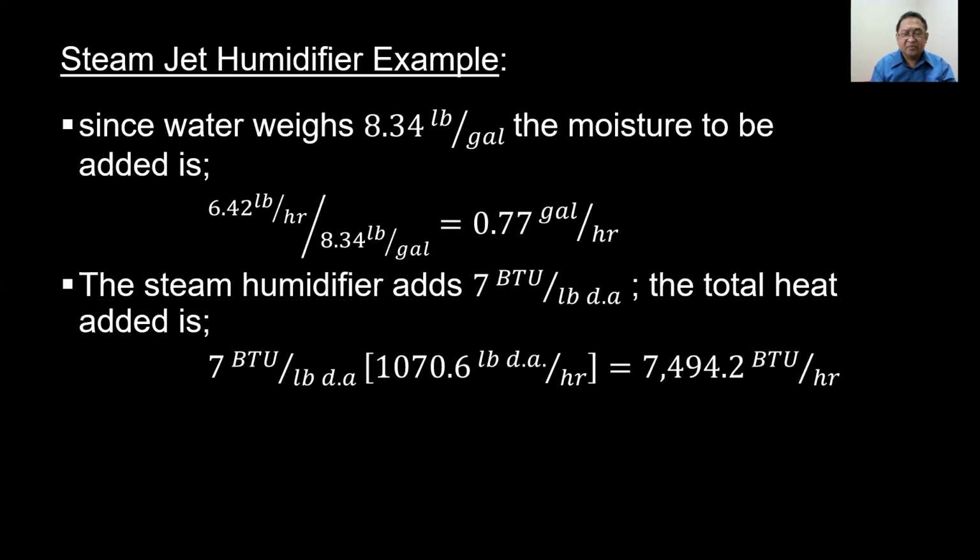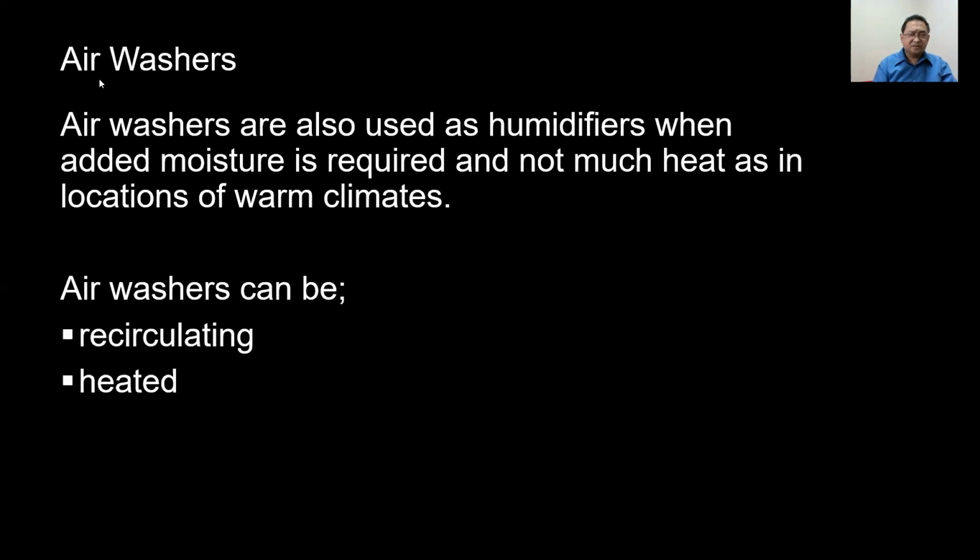The steam humidifier adds 7 BTU per pound of dry air. The total heat added is 7 BTU per pound of dry air times 1070.6 pounds of dry air per hour. You will have a total of 7,494.2 BTU per hour. So let us discuss now air washers.